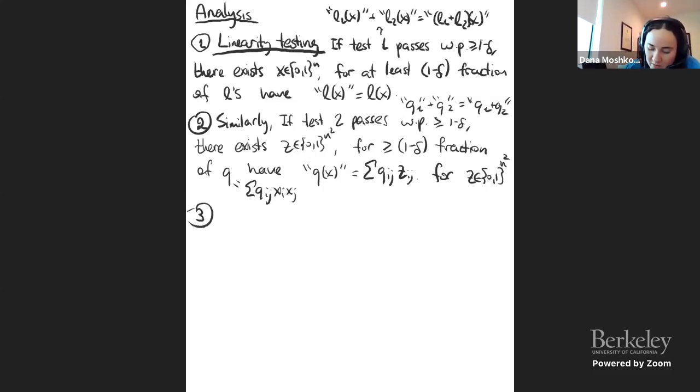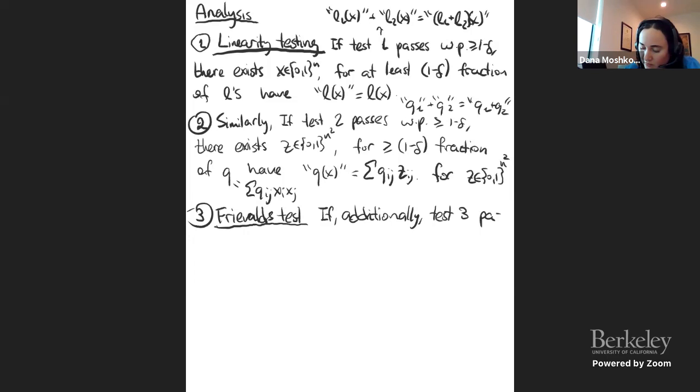So now let's go over the third test. This is what's called Rival's test. So the claim is, if additionally to 1 and 2, test 3 passes with probability at least 1 minus delta. And let me remind you that test 3 is the one that checks that L1 times L2 equals L1 times L2.